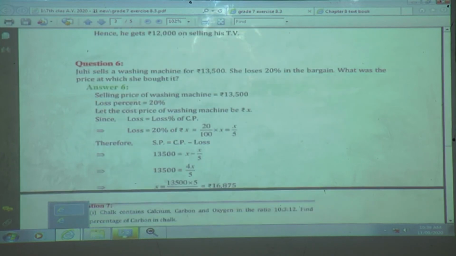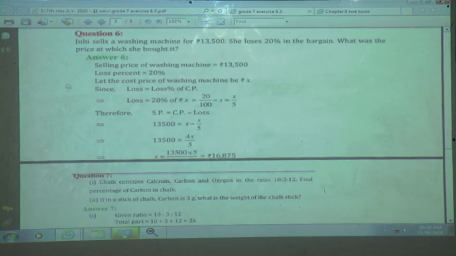We will see one more example here. Juhi sells a washing machine for rupees 13,500. She has a loss of 20% in a bargaining. What was the price at which she bought it? Again I will repeat the question. Juhi sells a washing machine for rupees 13,500. She loses 20% on bargaining.